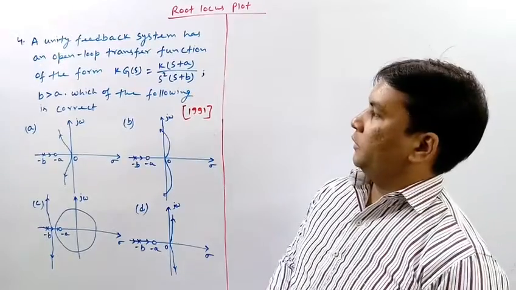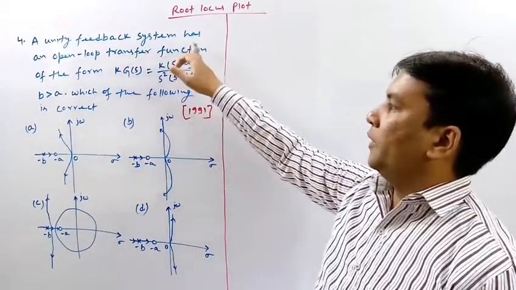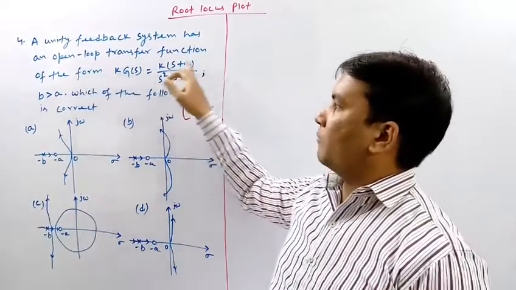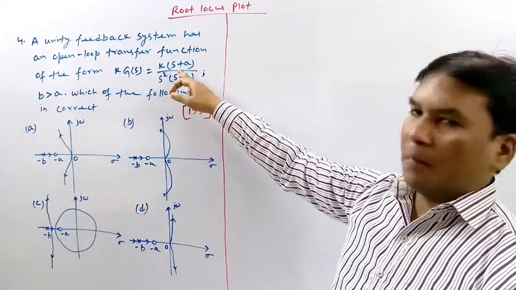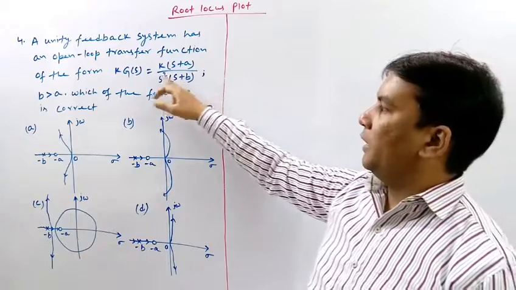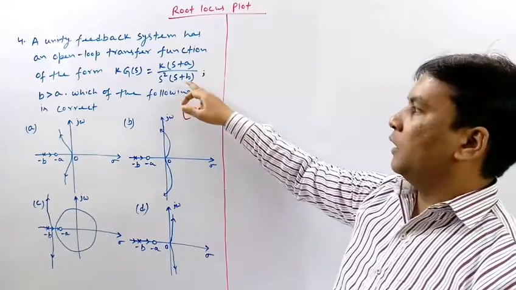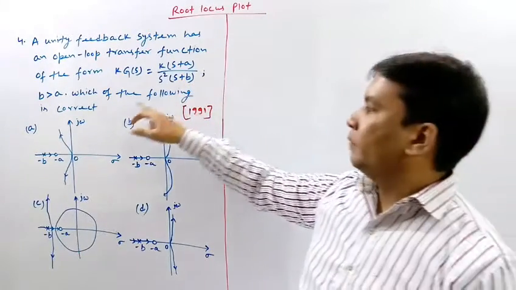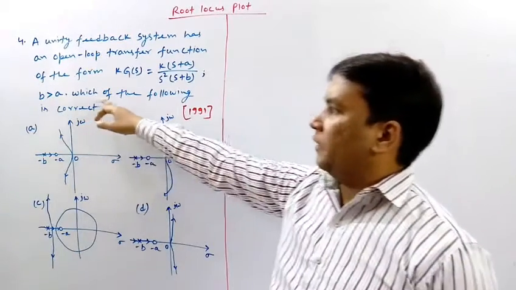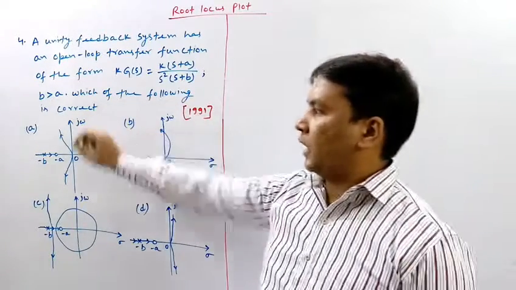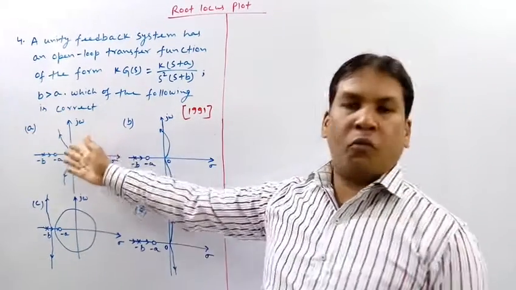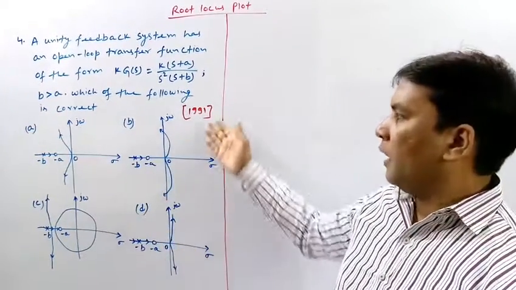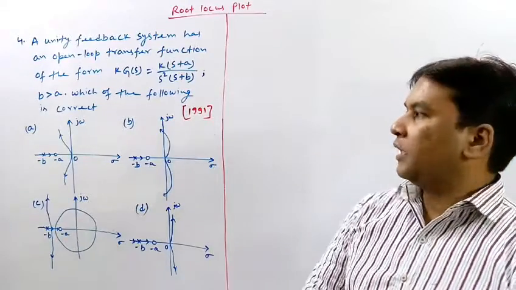The next question is, a unity feedback system has an open loop transfer function of the form KG(s) equal to K multiplied by (s plus a) divided by s square into (s plus b), where b is greater than a. Which of the following is correct? There are 4 root plots given, and this question has been asked in GATE 1991.